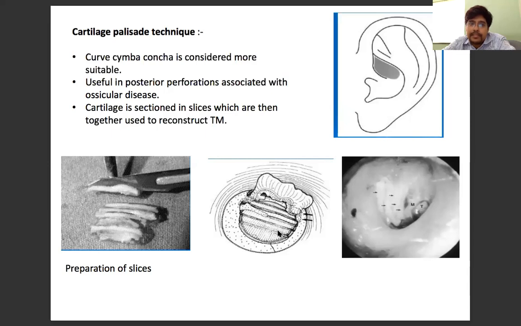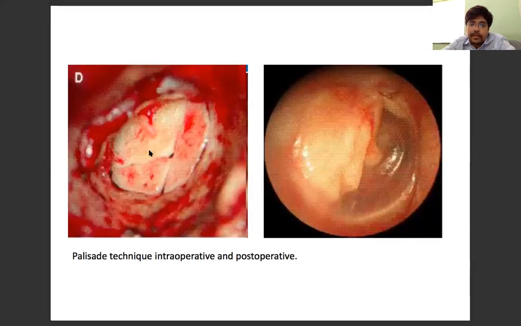That is cartilage palisade. See, this is the pinna. This pinna we can use and this cartilage we can use. This is the concha. This is how palisade cartilage is done. In the photo you can see this is one cartilage piece, another cartilage piece, and this is a third cartilage piece. This is how we do. This is the intra-op picture, and post-op you will see it like this. This is the post-op when it is healed.